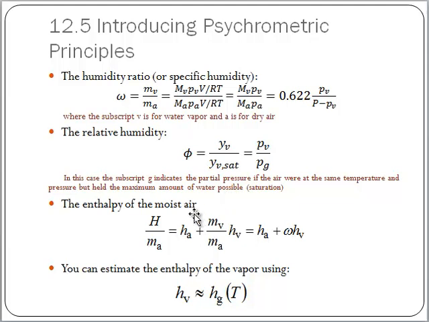The enthalpy of the moist air I can find using this definition. Now we want it on a per mass of dry air basis, and so therefore it's the specific enthalpy of the air plus the mass fraction of water per air, which is this absolute humidity or specific humidity, times the enthalpy of the water vapor. Again, I can approximate that by using the saturated vapor value out of the saturated water table.